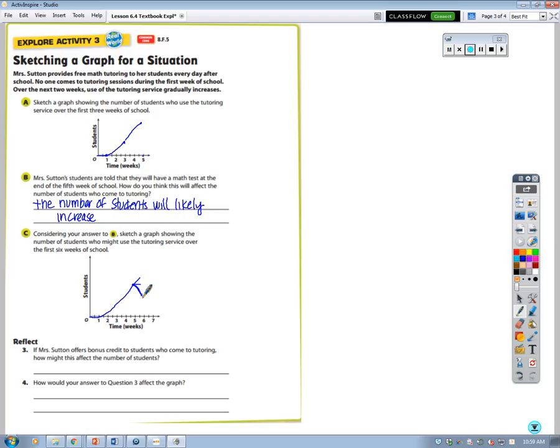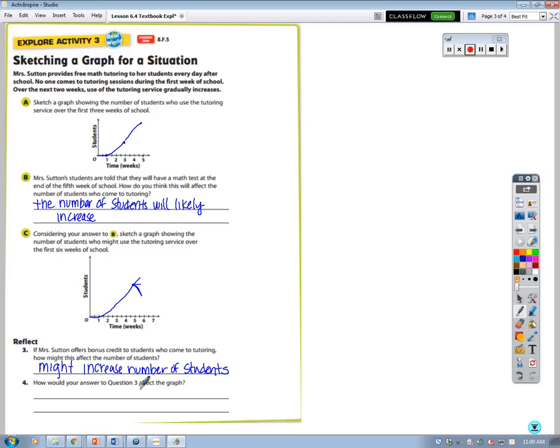If Miss Sutton offers bonus credit to students who come to tutoring, how might this affect the number of students? Well, more students might attend all the time, right? If she says that, maybe from the beginning, maybe not so many, because kids are like, oh, I don't need bonus credit. But as the year goes on, maybe an increasing number of students. So how might it affect the number of students? It might increase the number. Some students like bonus credit, some students don't. So we're just making predictions here.